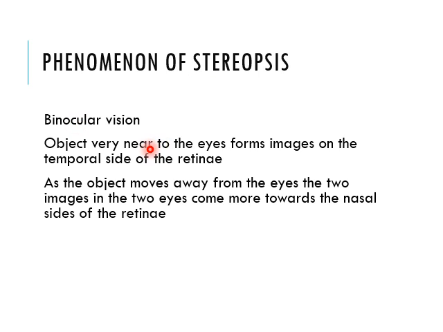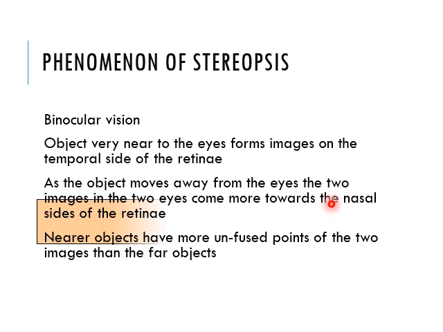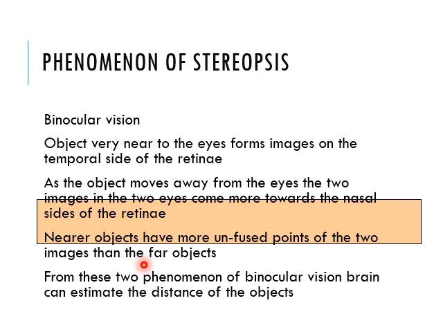Objects which are very near to your eyes form images on the temporal side of the retina, and those objects that move away from the eyes come more towards the nasal side of your retina. So nearer objects have more unfused points of the two images than the far objects. And so from these two phenomena, from the known and the unknown, you can estimate the distance.